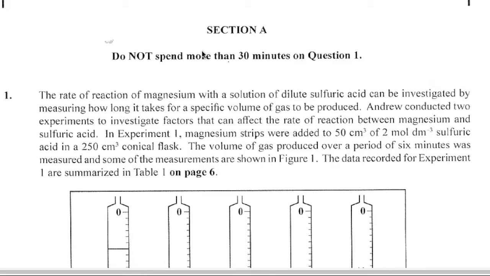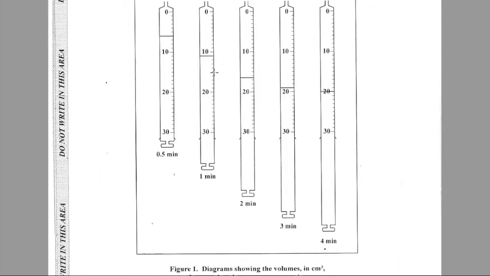So before we get to table 1 on page 6, because we don't want to be scrolling up and down, we want to keep the page fixed. We're just going to record the readings and write them in our table. So let us look at the gas syringe. These are the readings that we're going to be recording, and a few of them are done for us already.